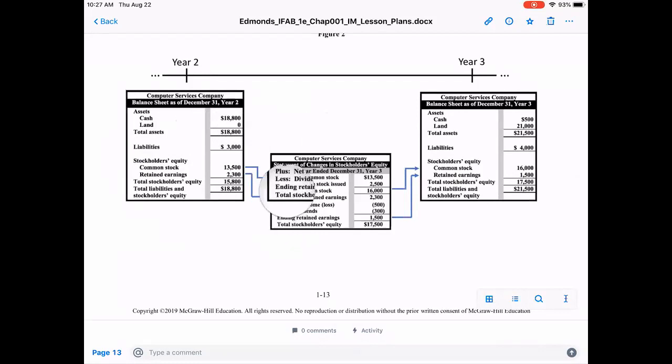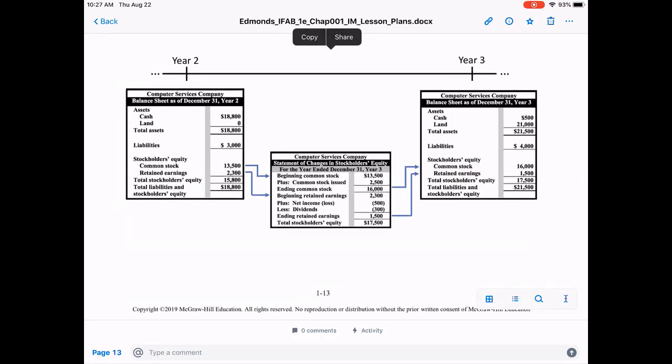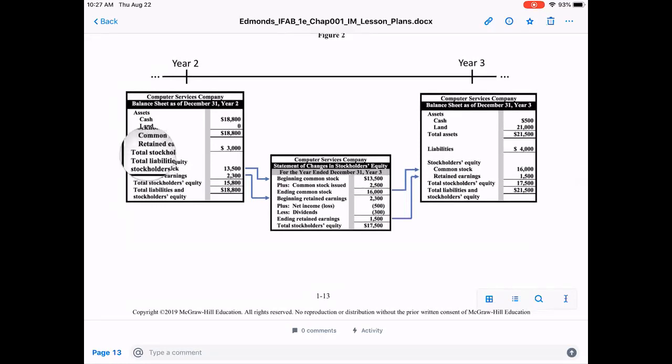And then we have an ending stockholders' equity balance of $17,500, that's the total. And there's an ending retained earnings. So they roll over from year 2 to year 3. We have beginning common stock, plus any common stock issued, is ending common stock, and that rolls over here to year 3. We have a beginning retained earnings, and the beginning retained earnings is the retained earnings from year 2. So this beginning retained earnings, $2,300, flows over here to this beginning retained earnings.